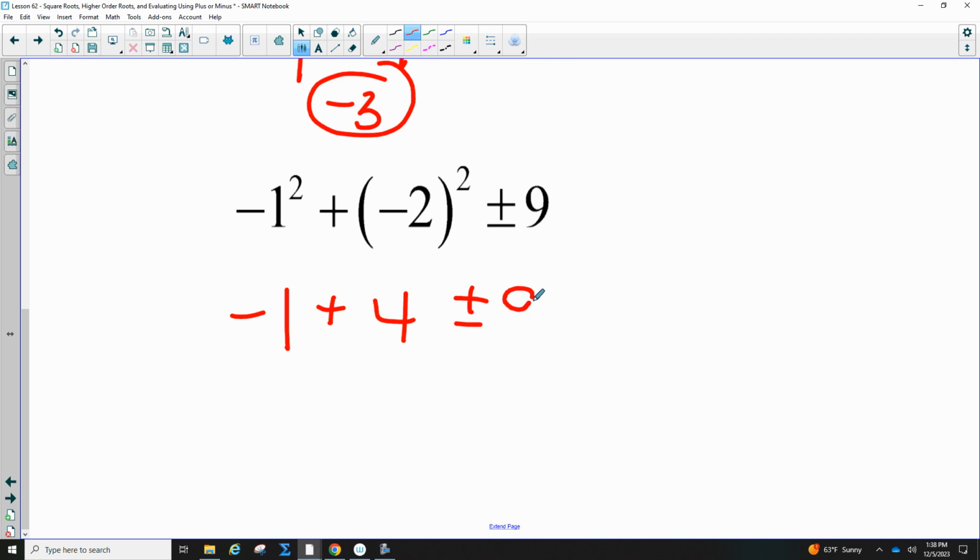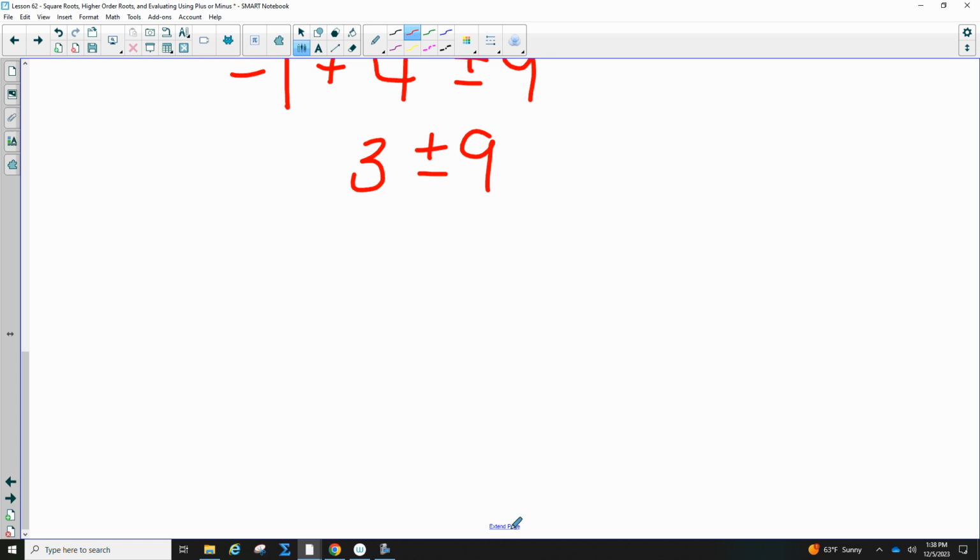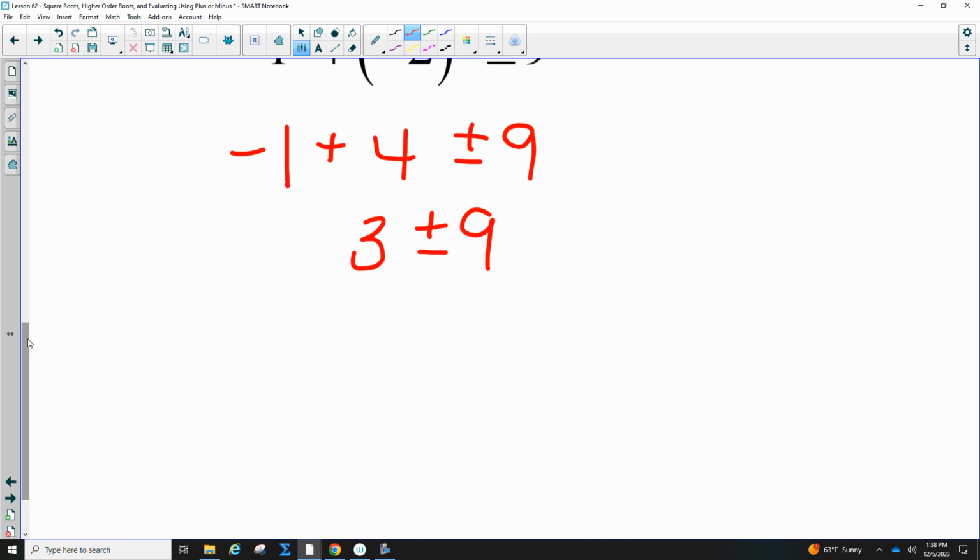So we're going to continue adding these first. So I have negative 1 plus 4 is 3. And then I have plus or minus 9. This just means you're going to get 2 answers. What is 3 plus 9? What is 3 minus 9?